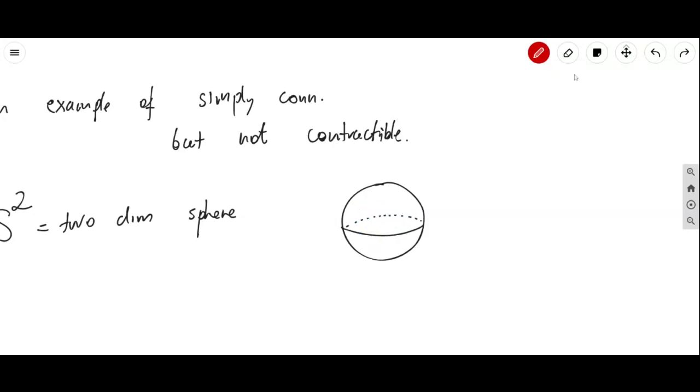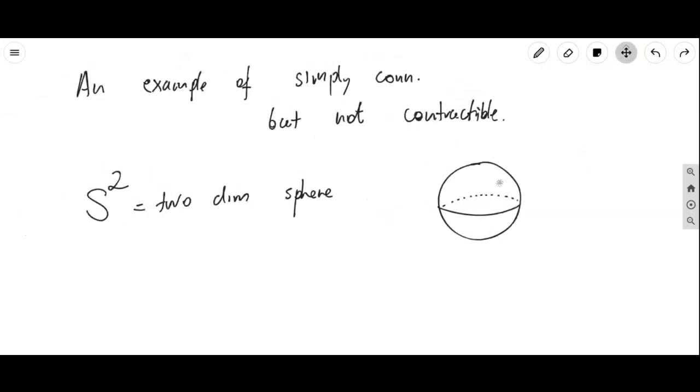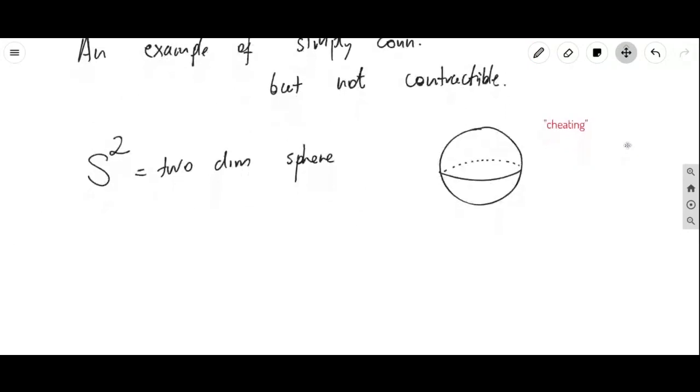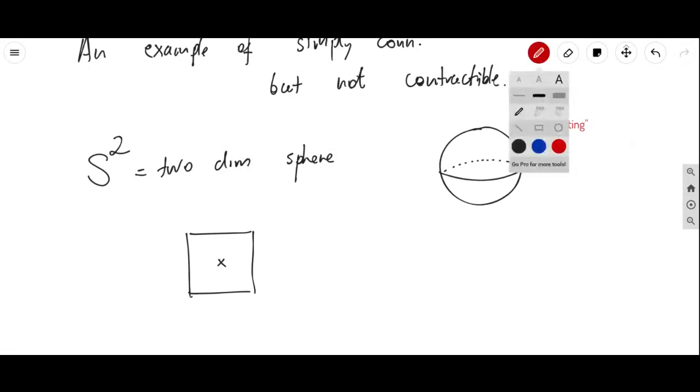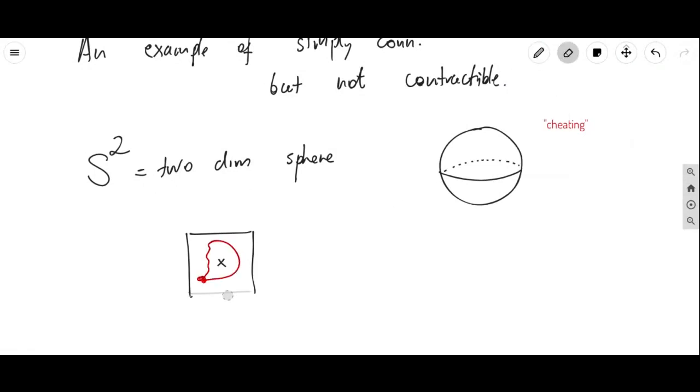Now, to answer your question, why that is cheating: let's go back to the punctured plane. Okay, this is our punctured plane. We have a hole in the middle, and I have a loop that goes around it. And I'm going to show you why this loop contracts down, can be collapsed down to a point.